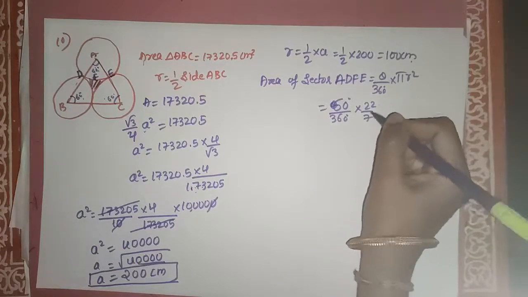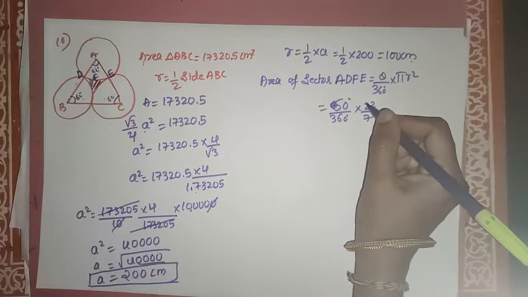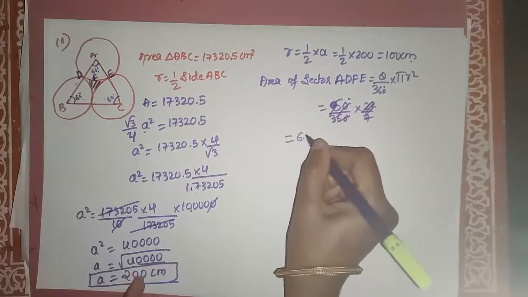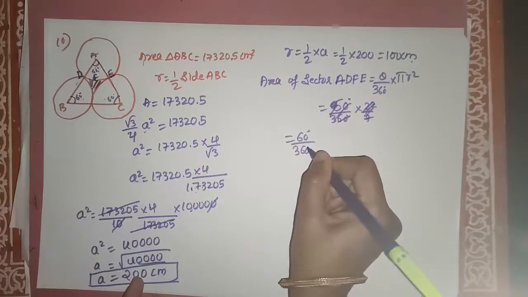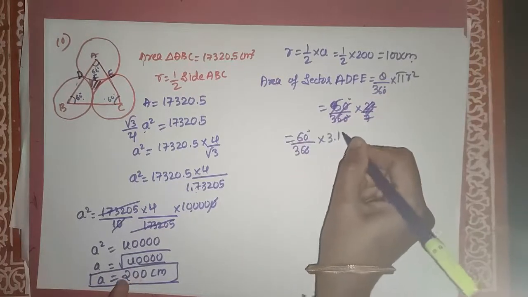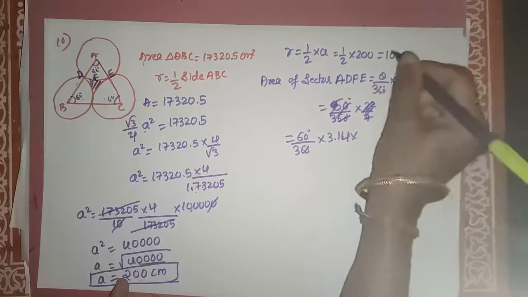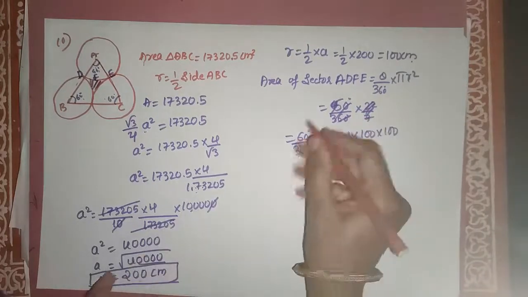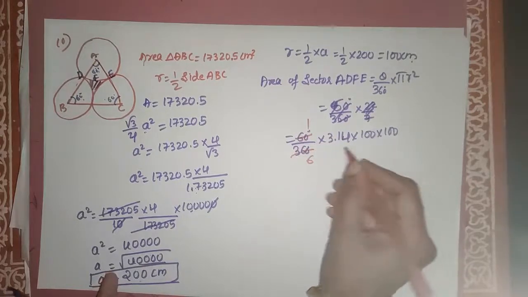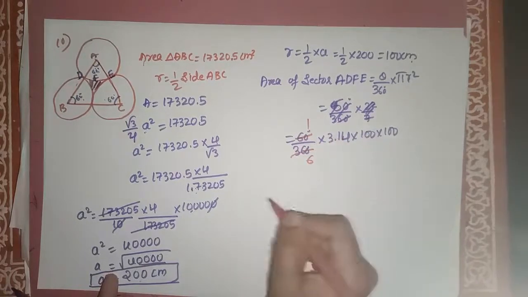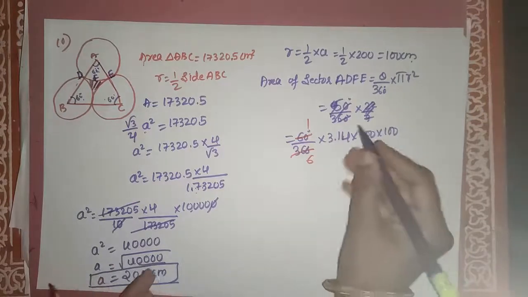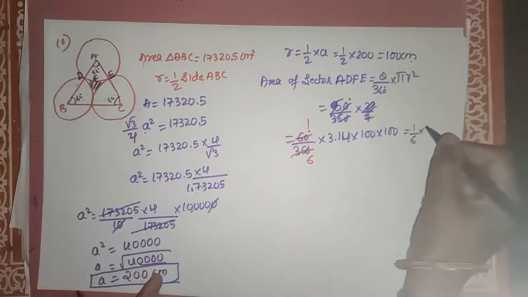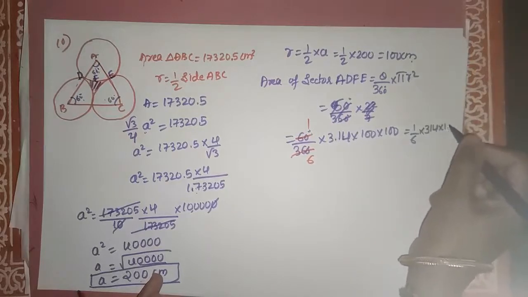Okay, they have given pi, we need to use 3.14. I write down once again, 60 degree divided by 360 into pi 3.14 into r square. R square is 100 into 100. So on simplifying, we have 1 by 6 into 3.14 into 100 into 100, which is 314 into 100.